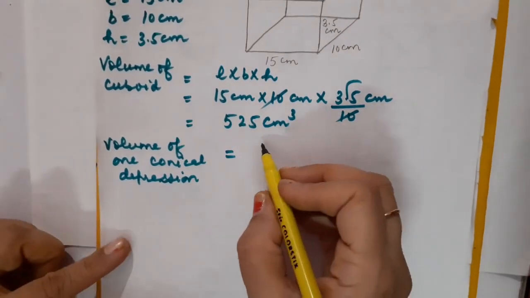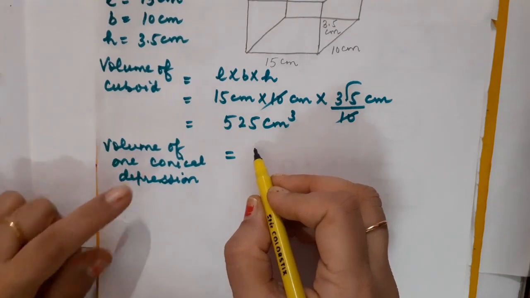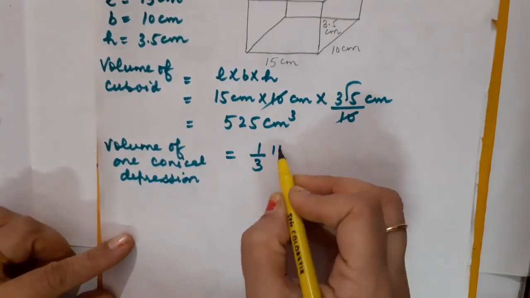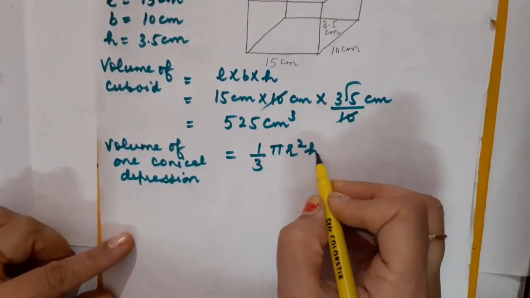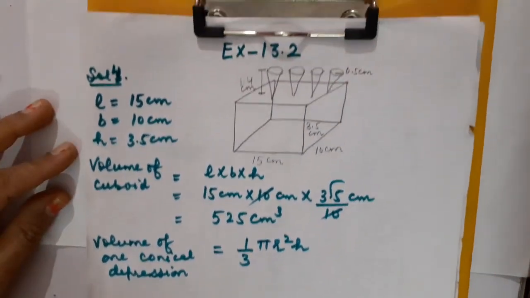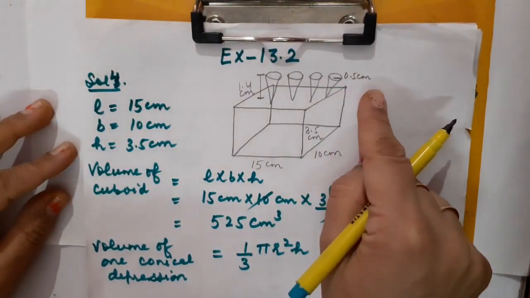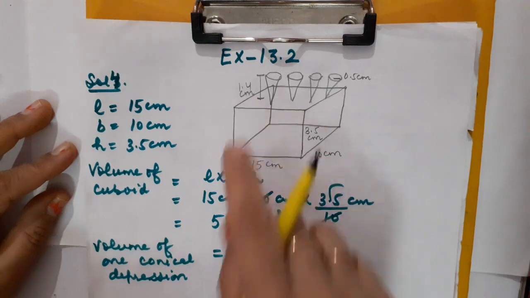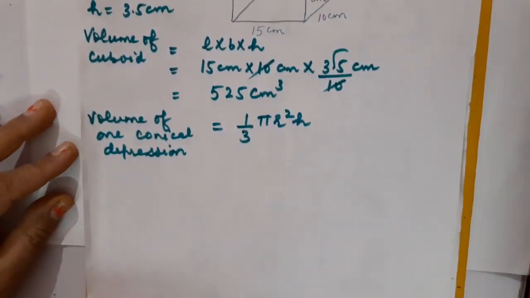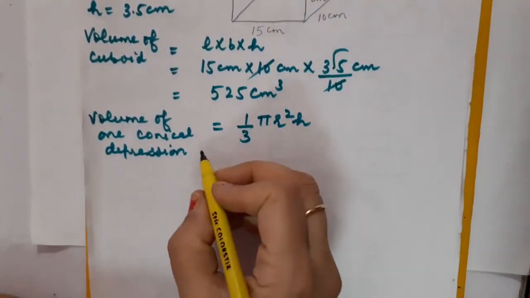Let us recall the formula. How to calculate volume of cone? That is 1 by 3 pi r square h. Correct? Radius we know, that is 0.5 centimeter, and height also we know, that is 1.4 centimeter. So let us solve it.